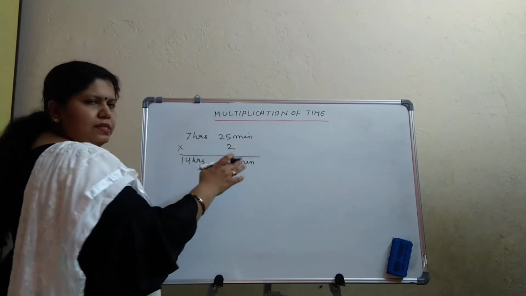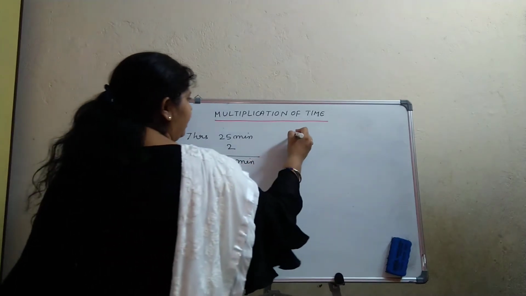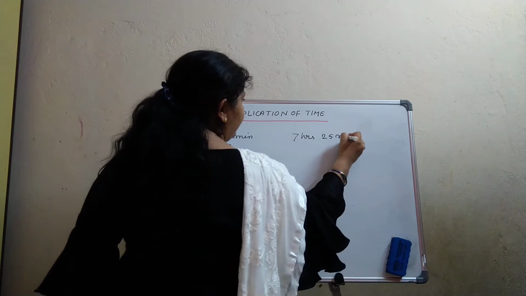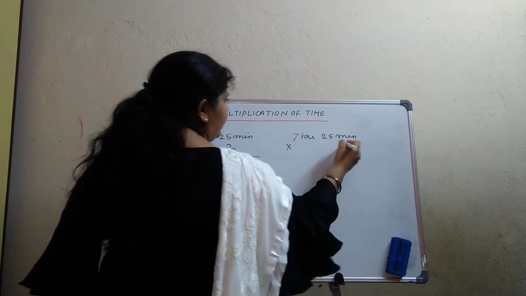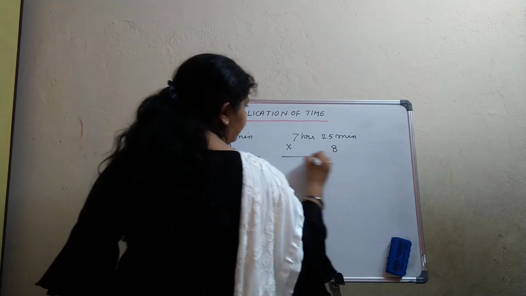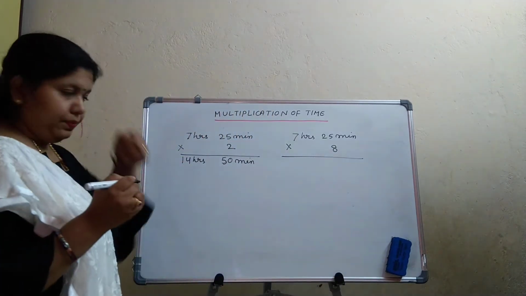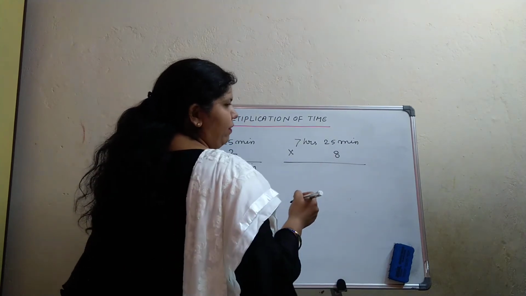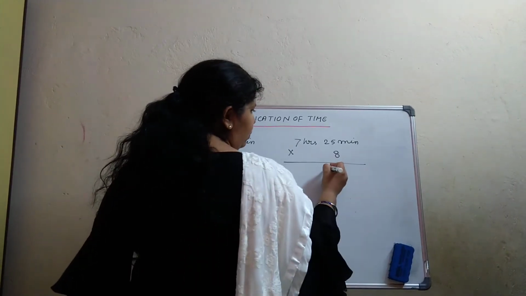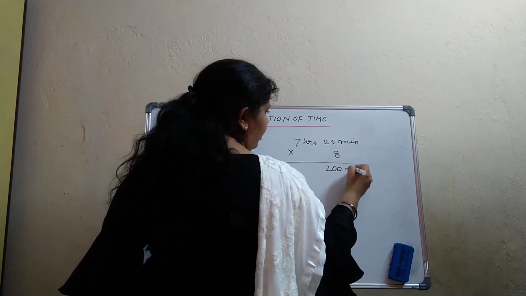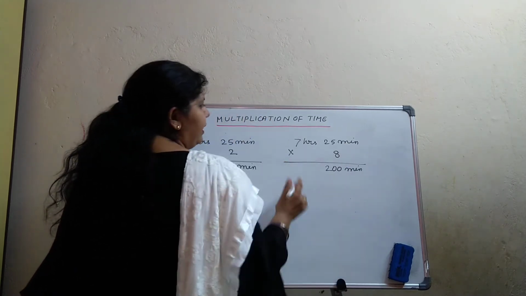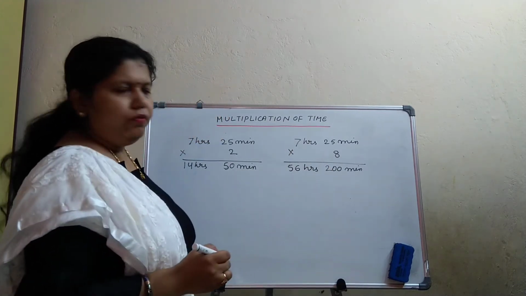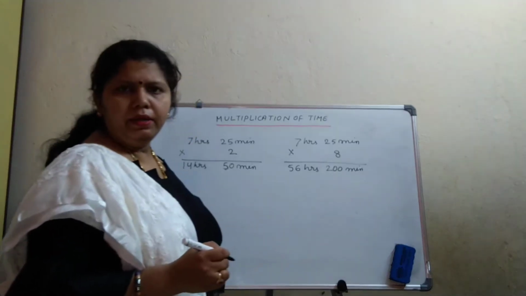Now I will just change the multiplier. I'll take a bigger number now. 7 hours 25 minutes remains the same, and I'll change the multiplier to 8. Now let's see what we are going to get. So children, what is 25 into 8? 25 8s are 200, so 200 minutes we have got here. And on the hours side we have got how much? It is 56 hours. Yes or no, children? We have got 56 hours and 200 minutes.